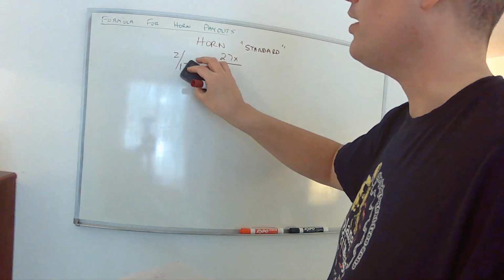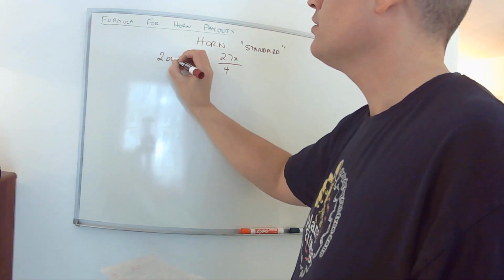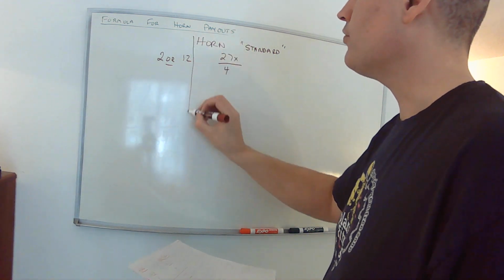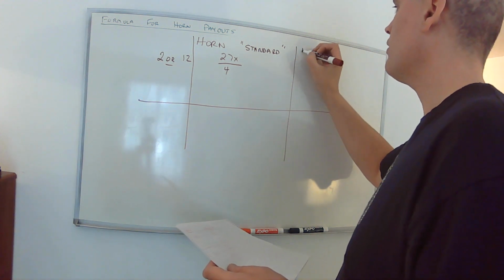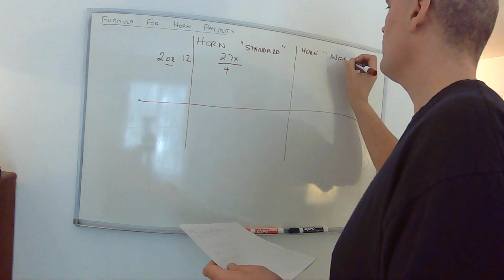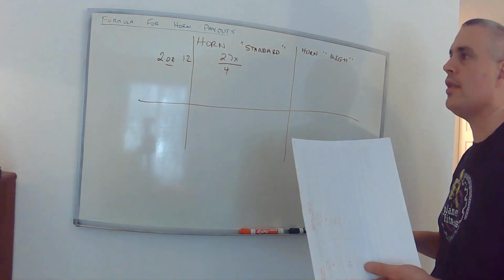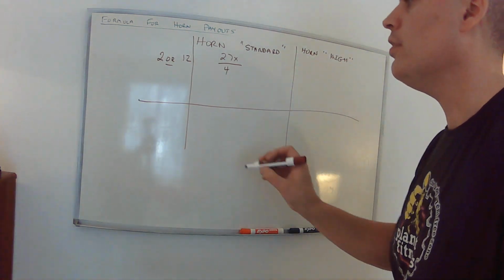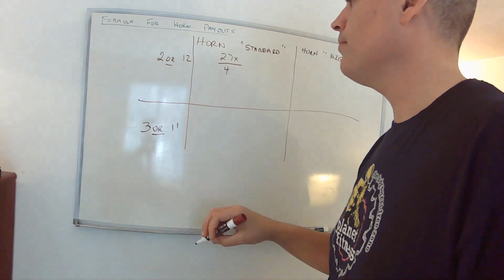Actually, I shouldn't do that. I've been doing fractions all day. That could confuse people. 2 or 12. And what we'll do is we'll make a nice little table here. We'll do horn standard, horn high, because the payouts are going to be the same for any horn high number 2. And on the bottom here I'll have 3 or the 11.